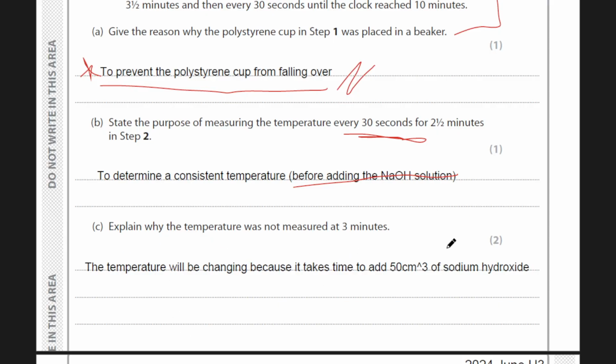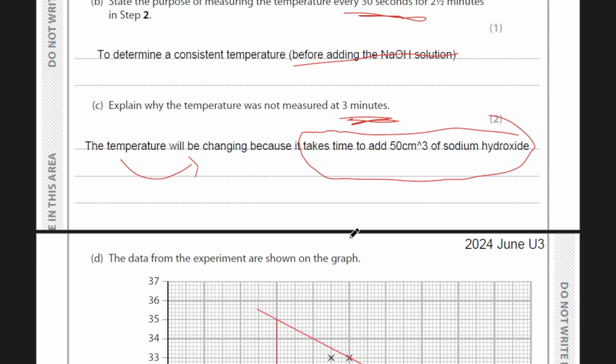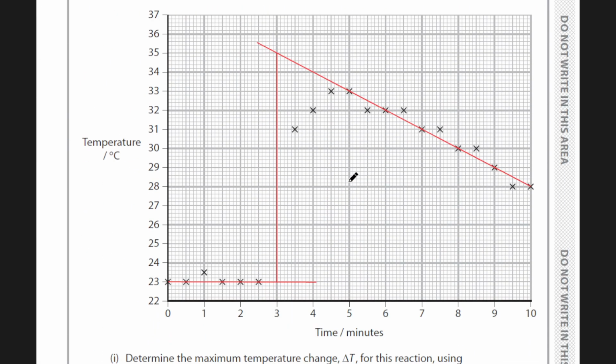Explain why the temperature was not measured in 3 minutes. Well, this is because the temperature is going to be varying, because it takes time to add 50 cm³ of sodium hydroxide. Due to the time taken for adding the 50 cm³ of sodium hydroxide completely, it's going to take a little bit of time before the temperature settles down into a constant value. Before that, the temperature is going to be changing. So that is why at least 3 minutes we need to wait before the temperature is measured. We need to allow the sodium hydroxide to completely react.